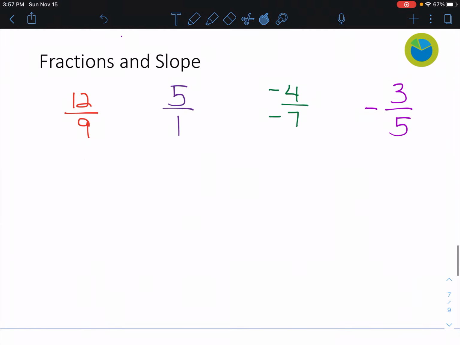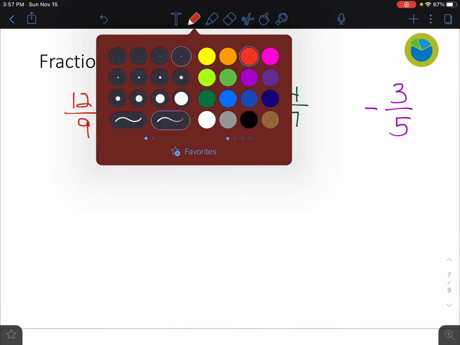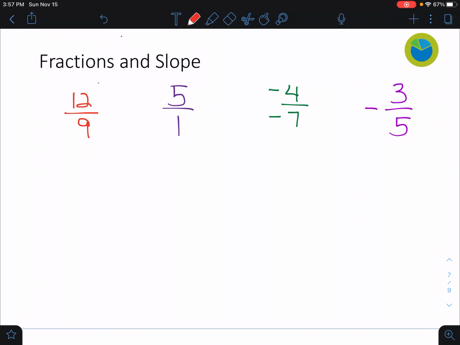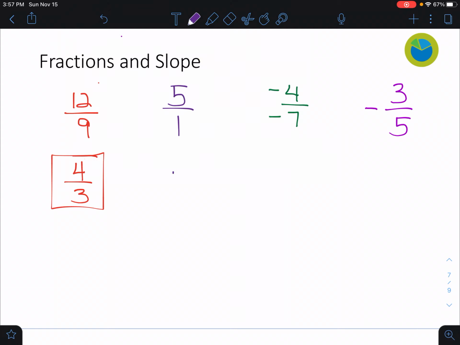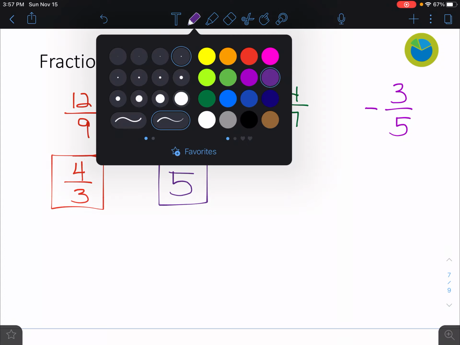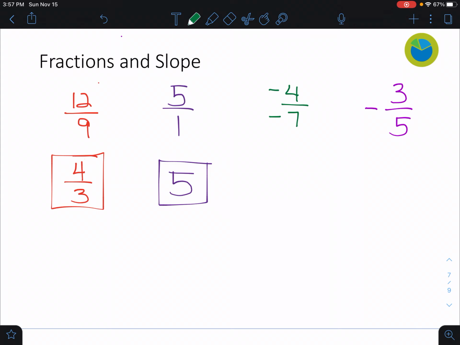Before we do that, there are a couple things I want to talk about with fractions and slope. Make sure whenever you're doing your slope, your fractions are reduced. Something like 12/9, you would want to use your calculator or your head to reduce it. You say, oh, that's 4/3. By the same token, 5/1 is not reduced. You can simplify that even further to just 5. And with -4/-7, that's not quite simplified. A negative divided by a negative is a positive, so this is actually +4/7. So make sure you always reduce.